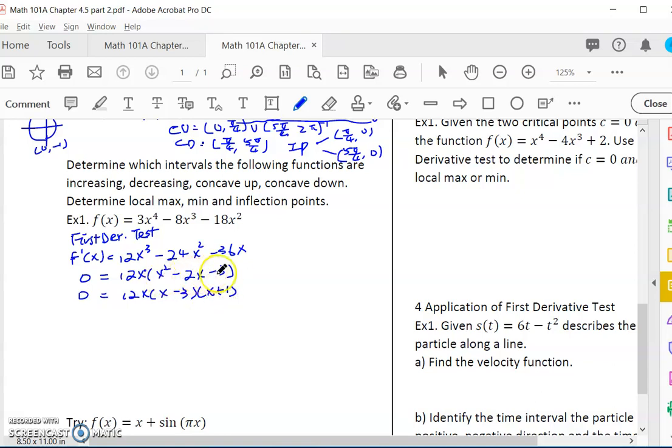This is factorable like this using the diamond method: negative 3 times 1 is negative 3, and they add to negative 2. So then setting it equal to 0, x is equal to 0. That's a lot of numbers. x equal to 3 and x equal to negative 1.